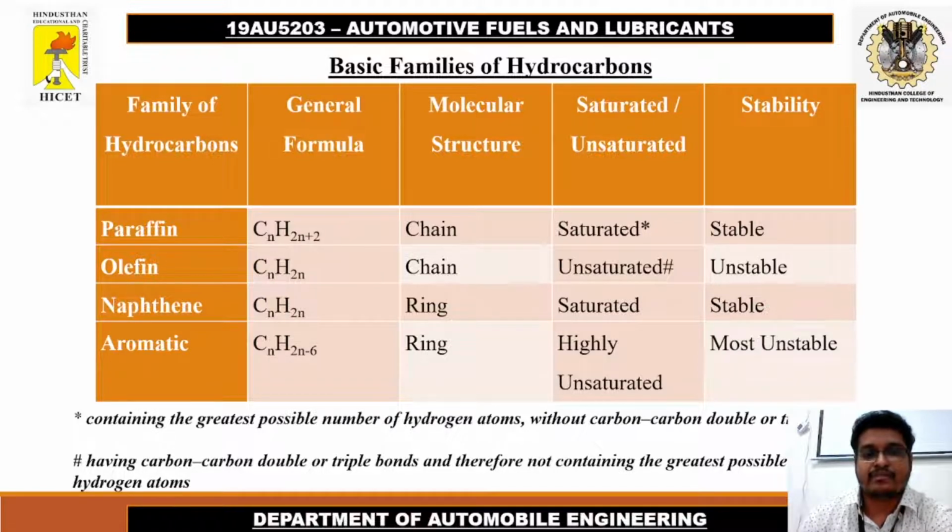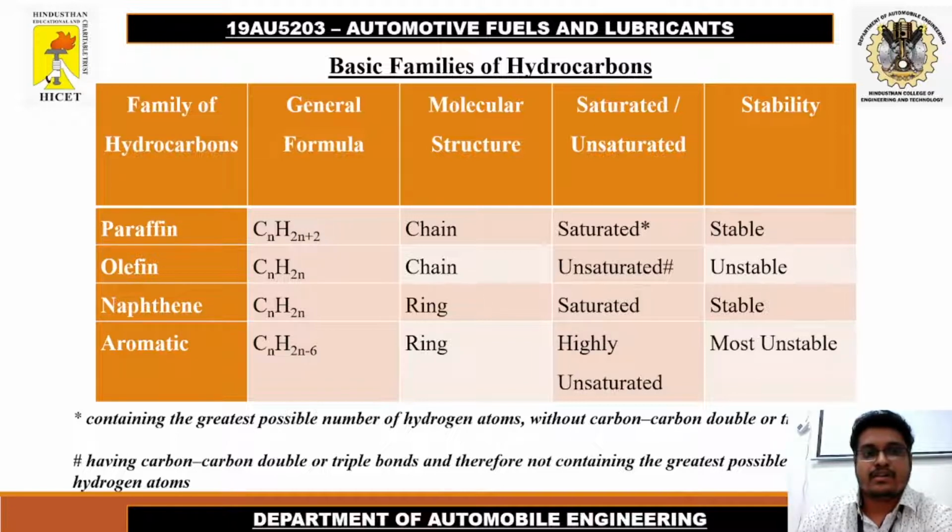Next, the third one, naphthalene. Naphthalene has the same general formula as olefin, that is CnH2n, but the major difference is it will have a ring structure. Olefin will have the molecular structure of a straight chain, but naphthalene will have a ring type of structure. Another difference is it is a saturated one, where you will have a higher possibility of hydrogen-hydrogen bonding rather than carbon-carbon bonding. It is also a stable one.